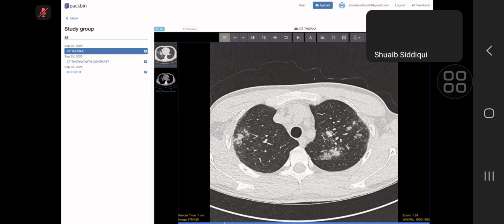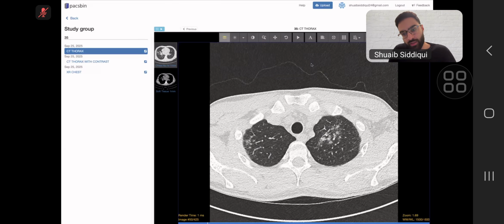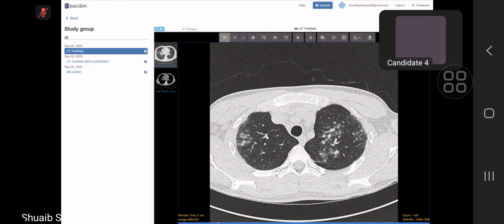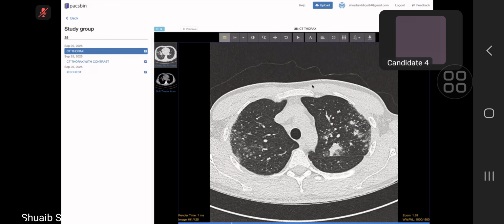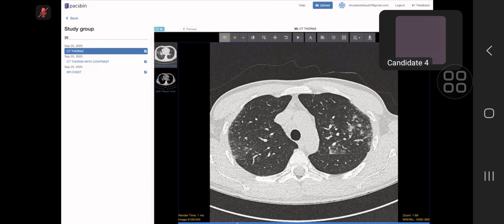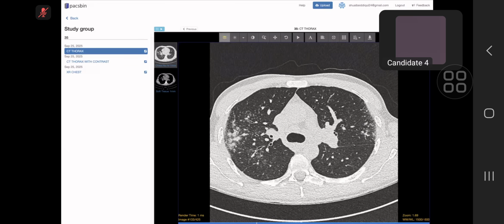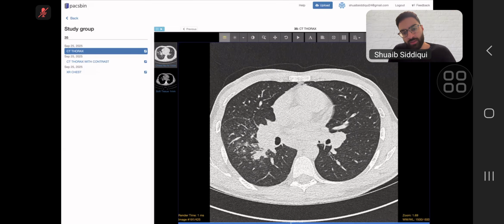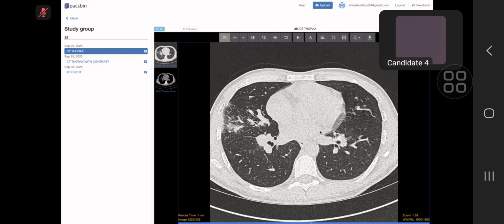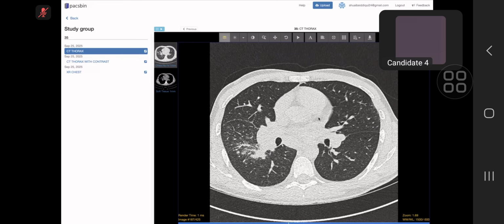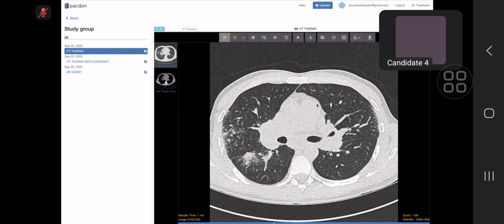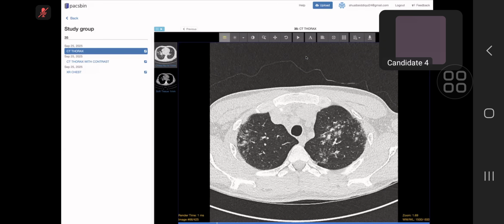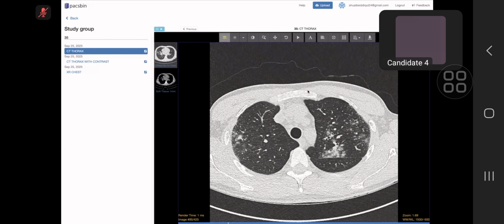In terms of the pattern of nodularity, how would you describe that? Like centrilobular ground glass nodules. Okay. And what do you think about the fissures? There is some nodularity along the fissures as well. So in peribronchovascular and fissural distribution, there is more possibility of sarcoidosis.